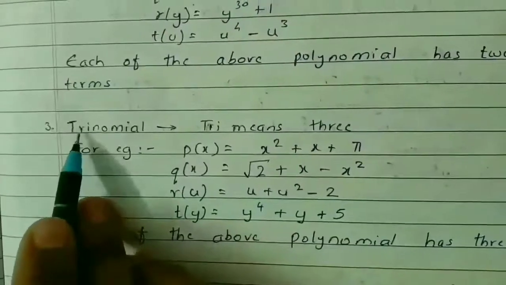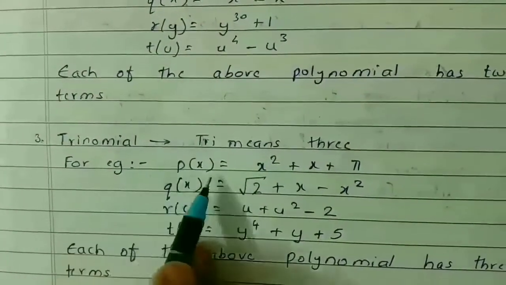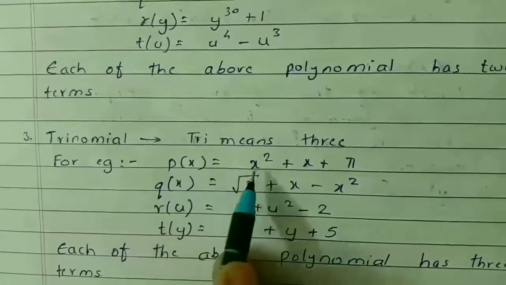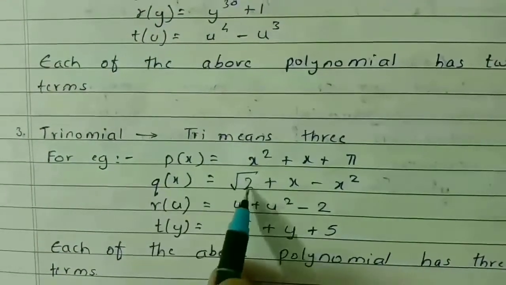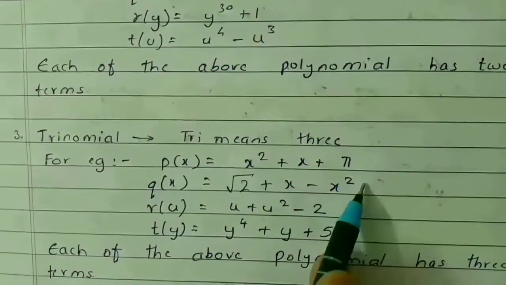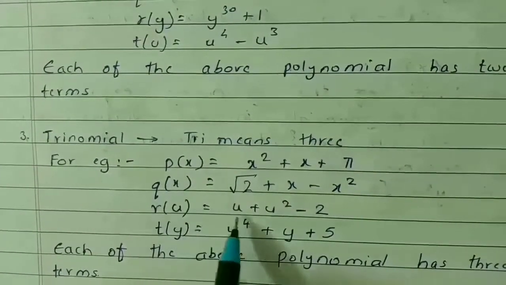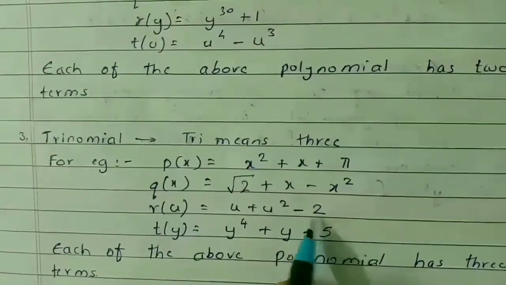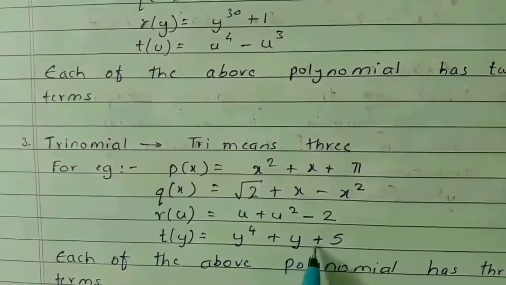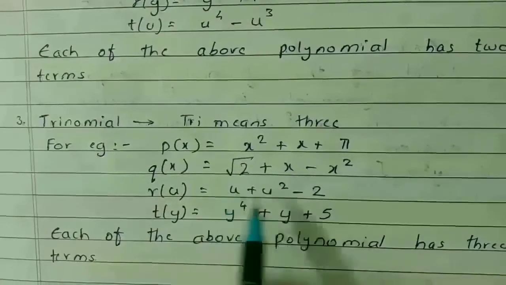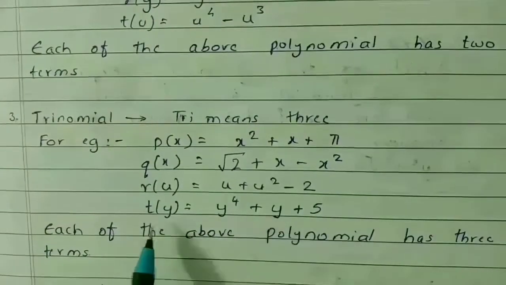Now let's see trinomial. Tri means 3. For example, px equal to x square plus x plus 5. Qx equal to root 2 plus x minus 3x square. Ru is equal to u plus u square minus 2. Ty equal to y raised to 4 plus y plus 5. There are three terms. So it's a polynomial of three terms.